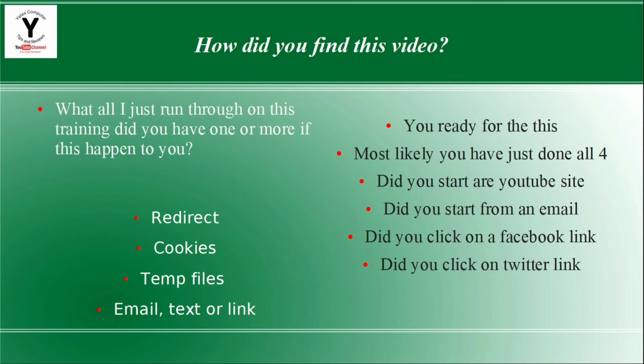And again, all you need to run through on this training is one or more of these things. So for you to get to this video, like I mentioned before, how many of these things have happened to you to get you here? Redirection. You've been redirected to get to this video because you went to YouTube. Cookies. You went to YouTube. You got the cookie. Temp files. You got the files because you went there.